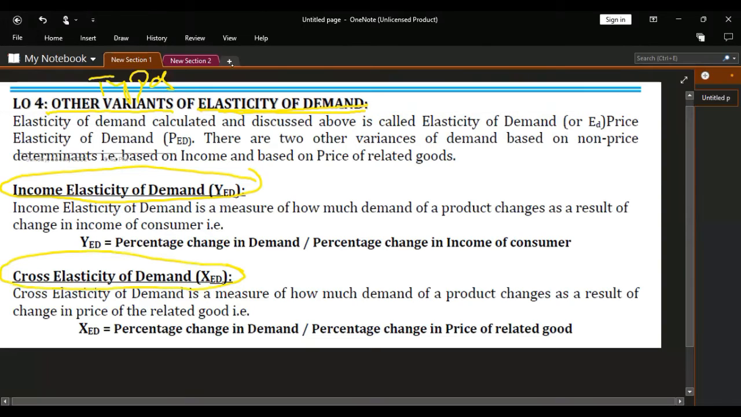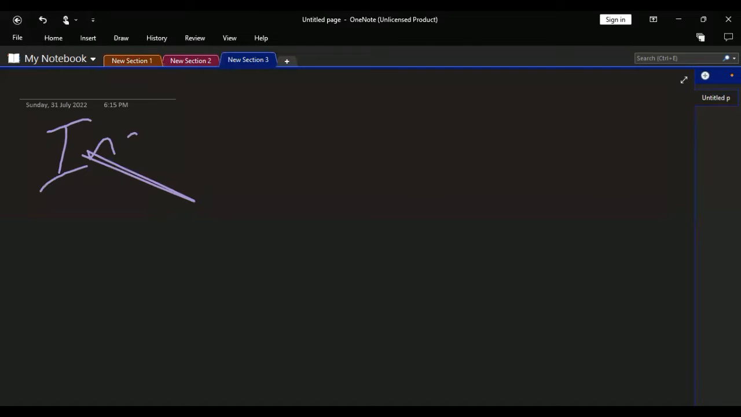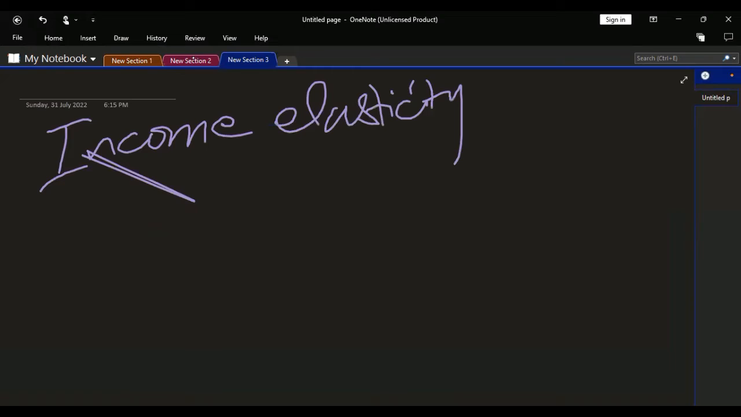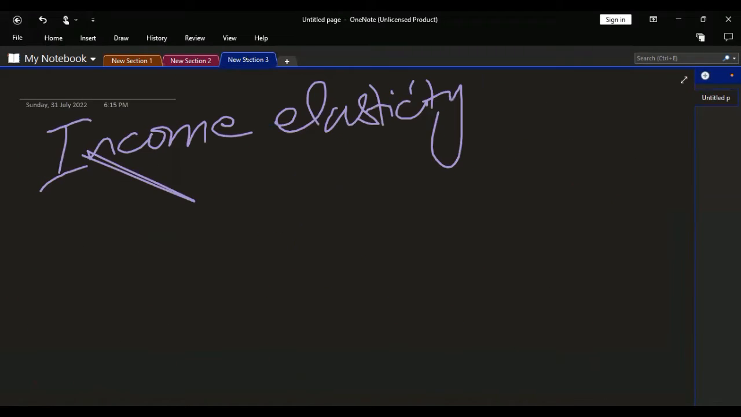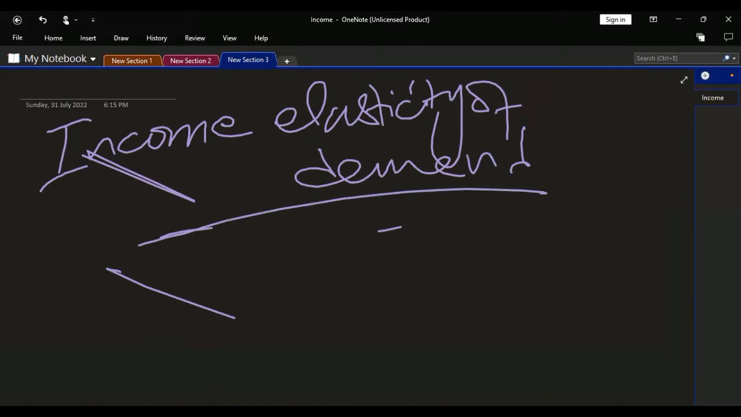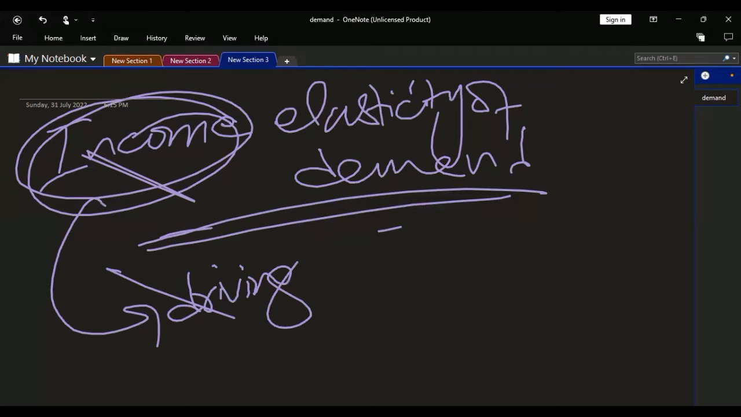Let's start this class. First is income elasticity of demand. What is this income elasticity of demand? The name itself illustrates it. Previous one was price elasticity of demand, means price is the key element that is going to affect the demand of a product. But in income elasticity of demand, the income will be the key element that will determine the demand for a product.